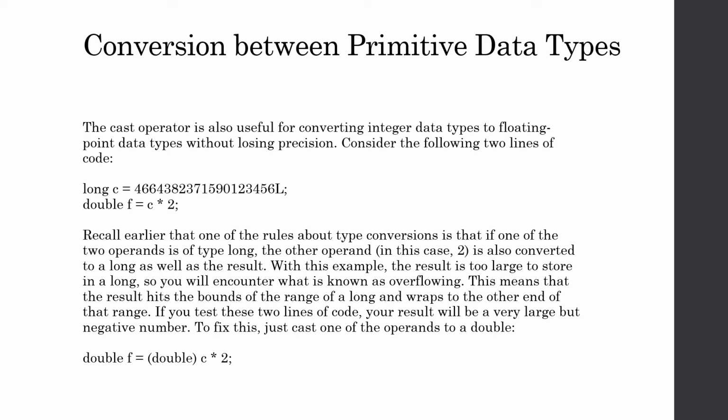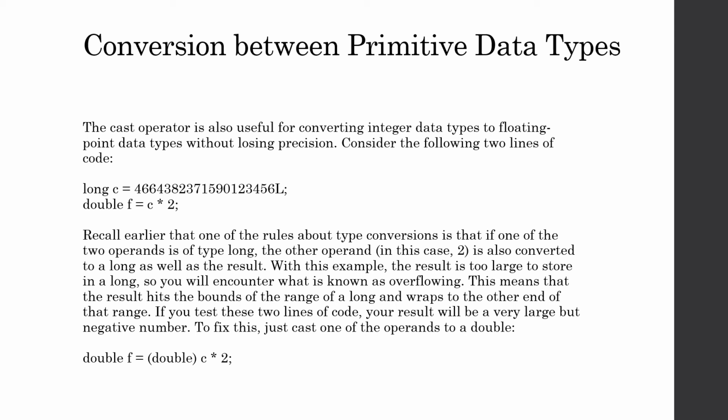And that problem, if we go through this description that we have right here, the result is too large to store in a long, so you will encounter what is known as overflowing. This means that the result is actually going to hit the bounds of that range, in this case the range of a long, and it's actually going to wrap to the other end of that range, meaning that it's going to go from the largest possible positive value to the largest possible negative value, and then it's going to keep moving upward from there.